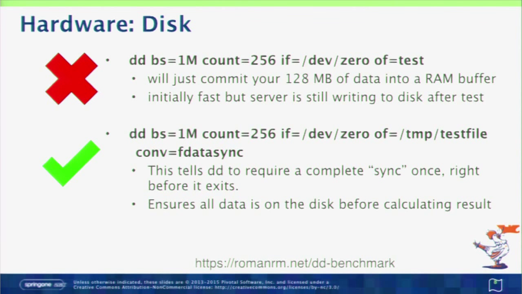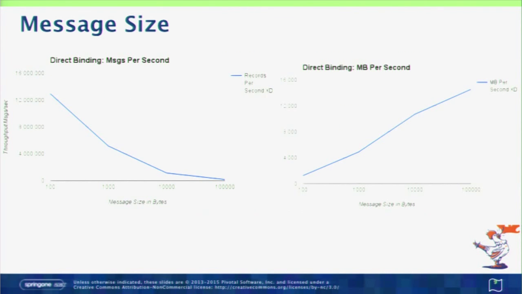Okay, so the other thing you want to do is make sure your tests run consistently. If you have tests that go slow, speed, try to identify why it slowed down. In this case, what we found was if we set the conf to fdatasync on every test, the DD will not finish capturing statistics until all of the data is written to the physical disk. And what that means is that from that point on, all of our tests were what? Even. So the next thing is message size.